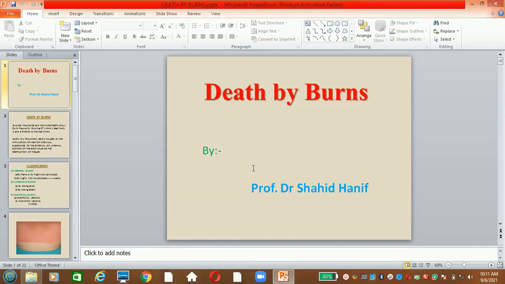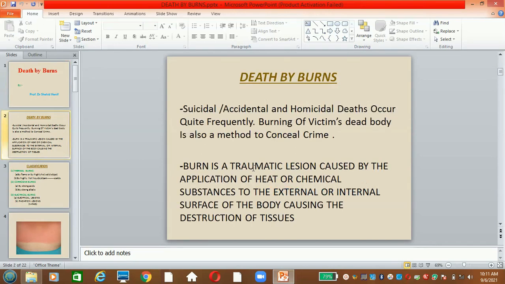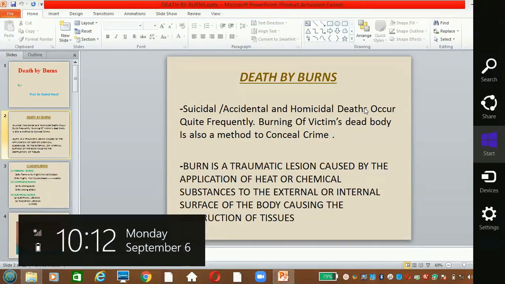We will study the topic under various headings. We can have SEQ from this portion, like what is a burn, what are types of burns, what are various degrees of burns. Well, burn is a traumatic lesion caused by the application of heat or chemical substances to the external or internal surface of the body, causing the destruction of tissues.